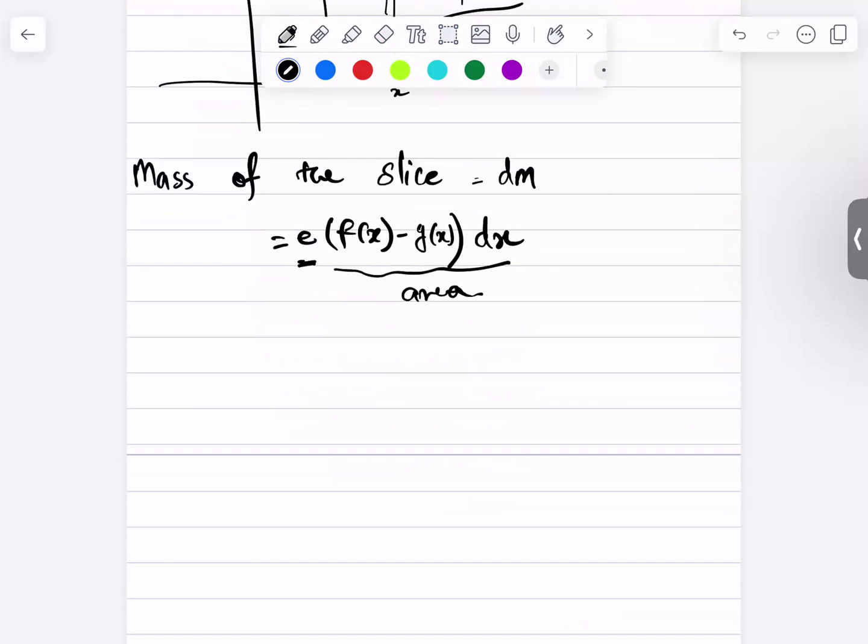Okay, area of the small slice. How do I get that? Maybe the picture will be helpful. What is this distance? This is f minus g, right? This length, and this is dx. So therefore, the area will be this length times this width. So here. And now for the mass, I need to multiply that with the density. So it kind of makes sense.